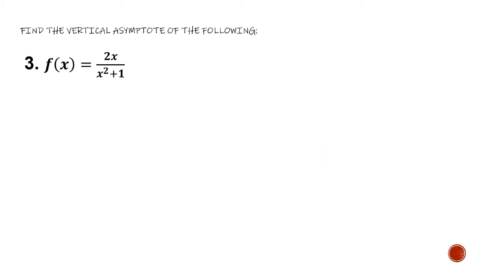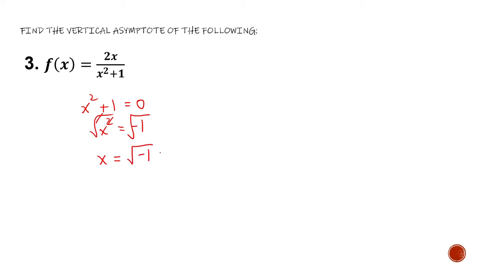Now, last. Okay, so f of x is equal to 2x over x squared plus 1. Okay, wala namang factorable dito, kaya we just proceed to step 2, which is to just copy the denominator and equate it to 0. And then we solve for x. Take the square root of both. X now is equal to the square root of negative 1.